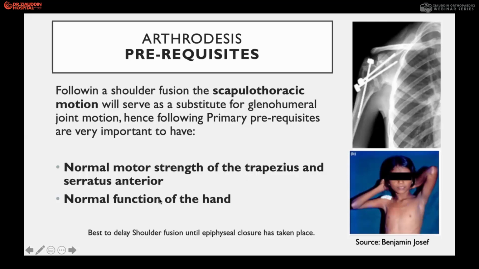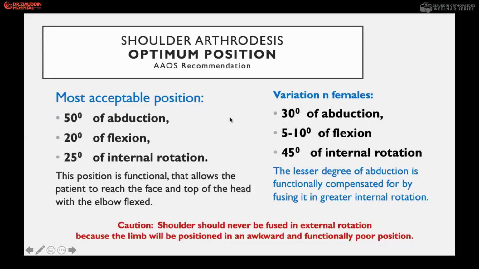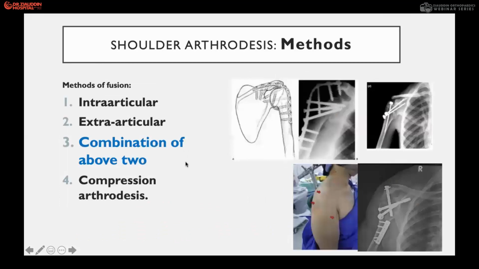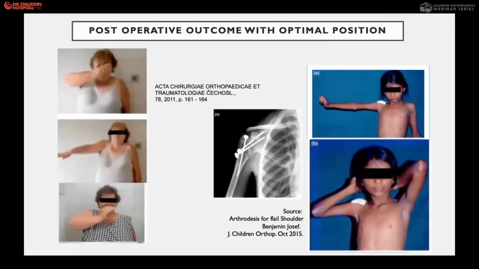If the functioning hand is not a normal functioning hand, there is no need to transfer. Then the optimum position of the shoulder arthrodesis, commonly, is 50-degree abduction, 20-degree flexion, and 25-degree internal rotation, and these are the positions and the actions after the shoulder arthrodesis. The common procedure is the combination of the two, intra- and extra-articular arthrodesis. These are the position and the function after arthrodesis.